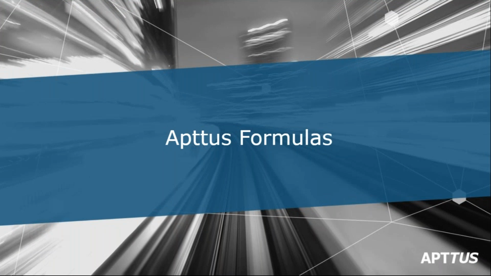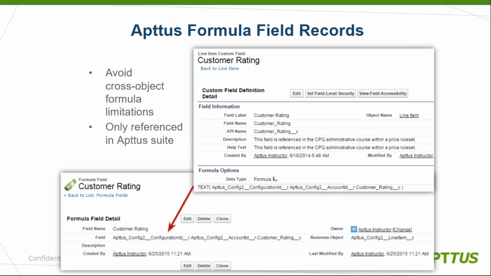So now coming to the formula. I think I just showed you that formula field. So we can use the formula field. This is the customer rating example. We can create any other formula as well, and we can fetch different values from the account or any other object, and then create our own formula fields on the line item object.